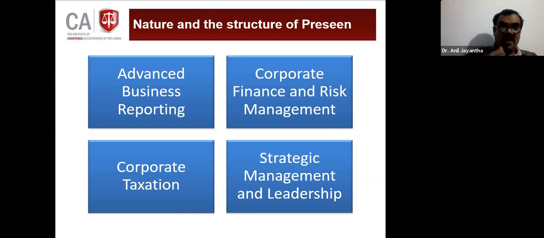What are they? When you are given a question paper, we'll take advanced business reporting. At the time of examination, we are measuring your ability, your competencies about business reporting, advanced business. That is section one. But when it comes to section two, it's a hybrid nature, where we are not testing your advanced business reporting knowledge. That is the thing you have to understand.